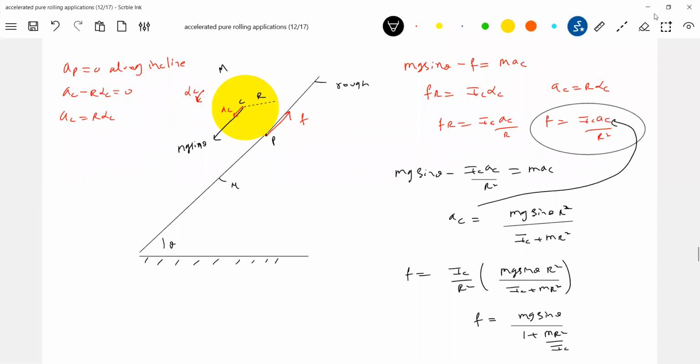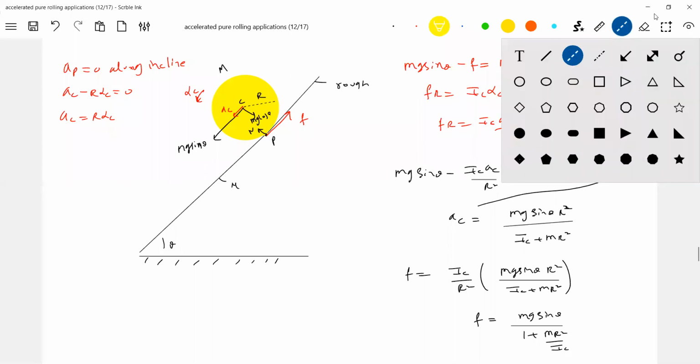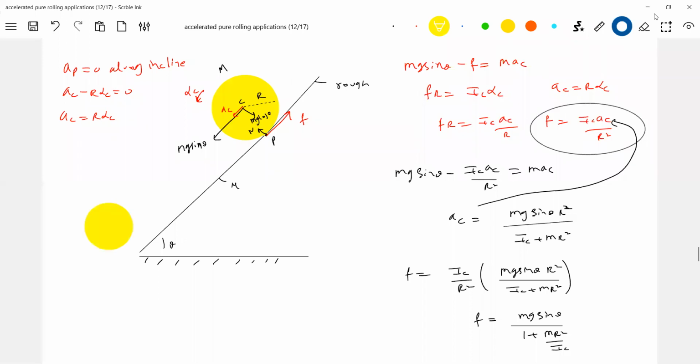What other forces are acting? mg cos theta, and normal contact. Yes, they will be acting. Don't think that they should not act here. They will act as usual. Then what is my next question? What is the velocity of that rigid body when it reaches the bottom of the incline? When it reaches here, what is the velocity of that?